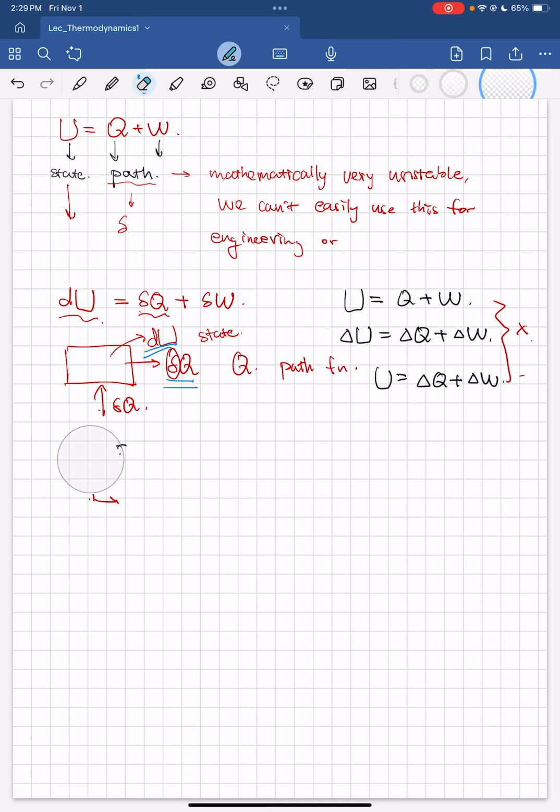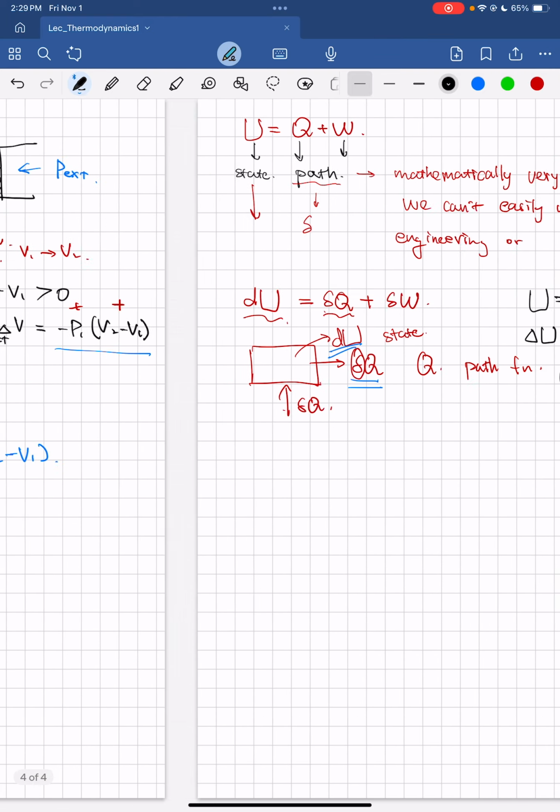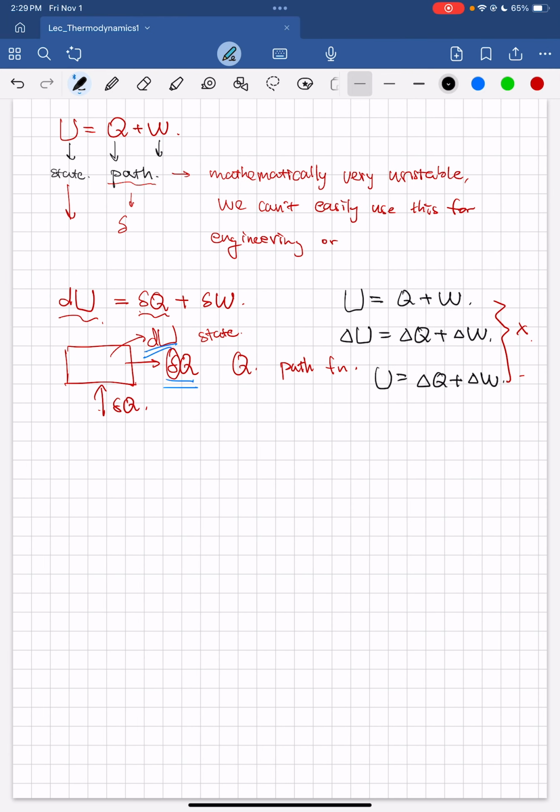Good. Now, what we're gonna do is, let's see. All right, so before, I mentioned that I forgot to clarify why internal energy is a state function and Q and W are path functions. So I'm gonna do that now.